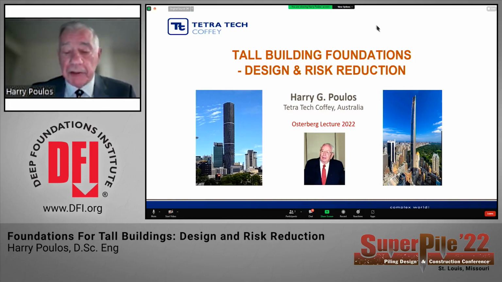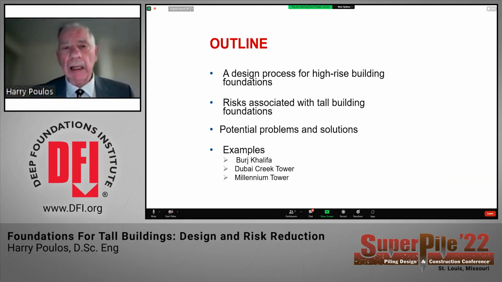So the subject of my lecture today is a topic which George had a great interest in and one that I've focused on over the past 30 years or so, and that is the design of foundations for tall buildings. In this lecture, what I'd like to do is to outline my thoughts on the design process and steps that can be taken to try and reduce the risks involved in the design and subsequent construction of tall towers.